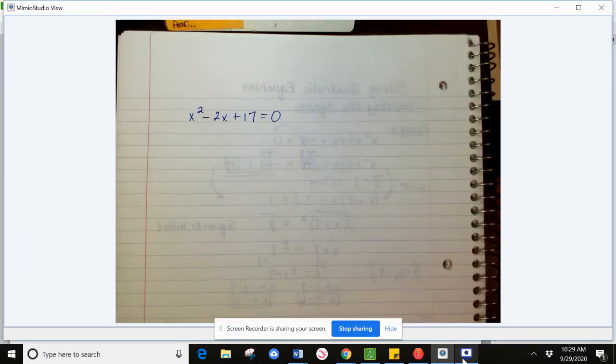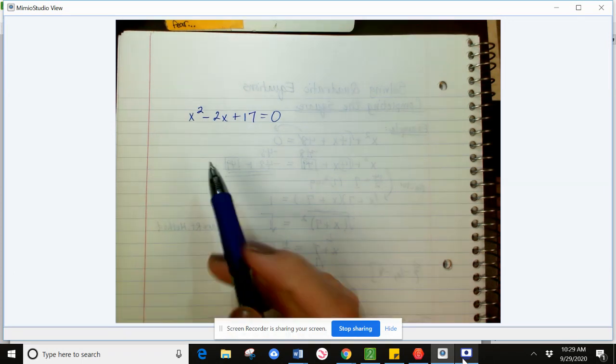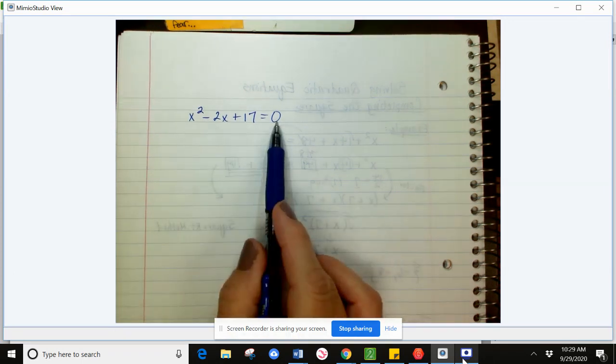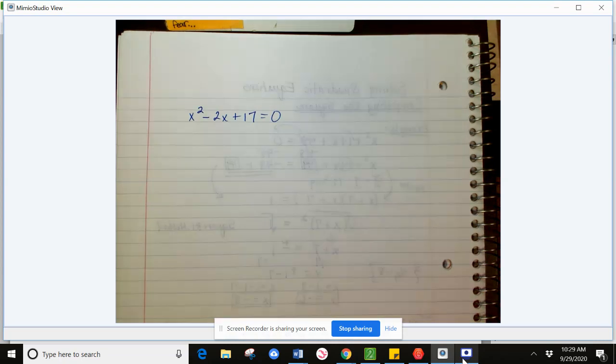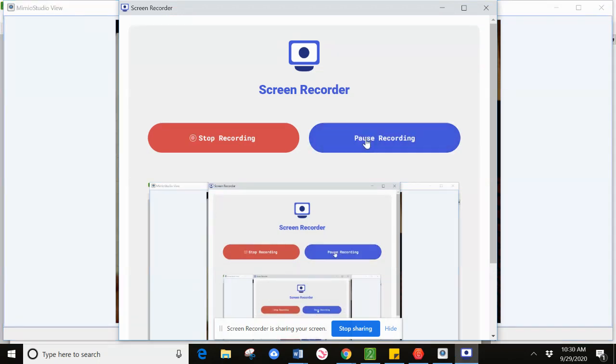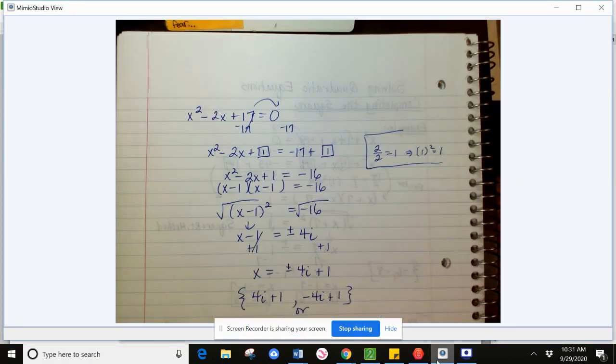All righty, here's one more equation I want you to solve by completing the square. I'll give you a chance to work that out, so pause the video, and then we'll come back and we'll see how you did. Okie dokie, let's see how you did.